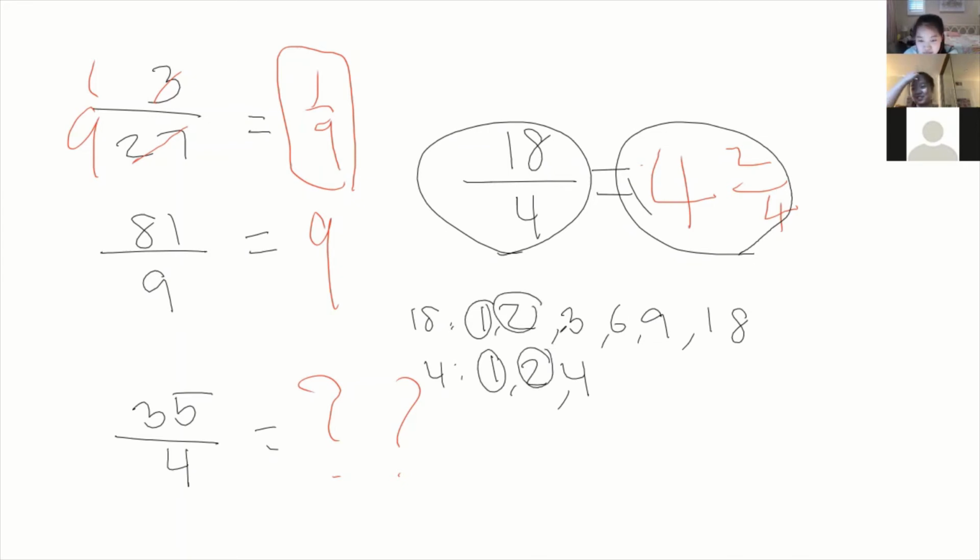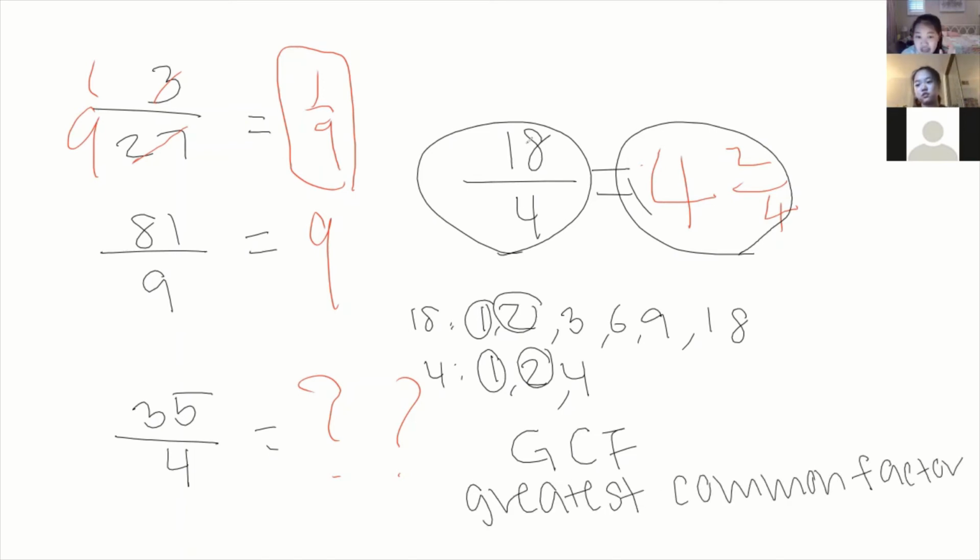So 2 is the biggest common factor that they have, and we call this the GCF. Do you know what that is? It's called the greatest common factor. Pretty quickly, so 18 divided by 4. 4 is not a factor of 18, and you also know that, but 2 is a factor of both 4 and 18, so we can divide both sides of the fraction by 2.